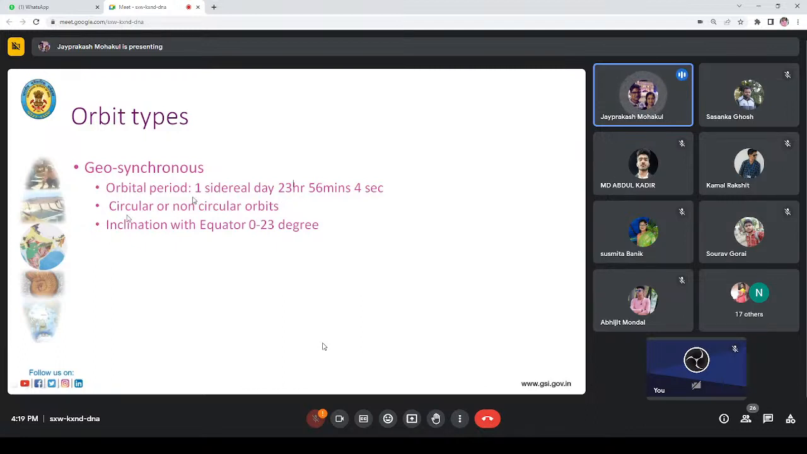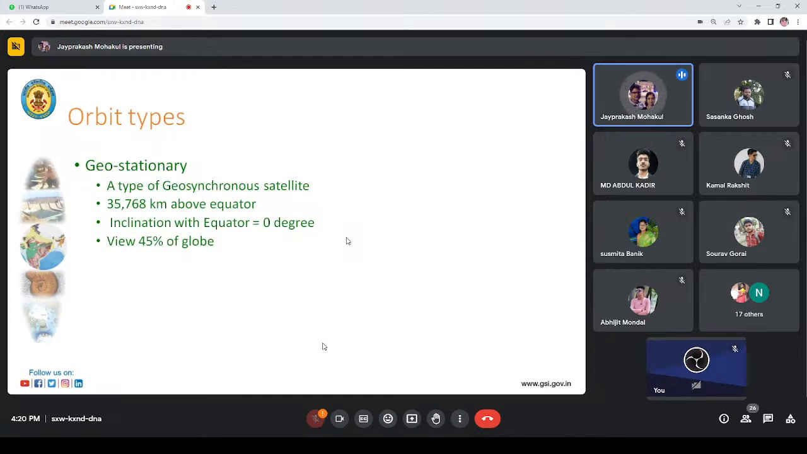It could be circular or non-circular orbits. Inclination with the equator could be 0 to 23 degrees, right? They are normally either equatorial or have orbits inclined to the equator at a maximum angle of 23 degrees. So they are basically needed for communication, right?